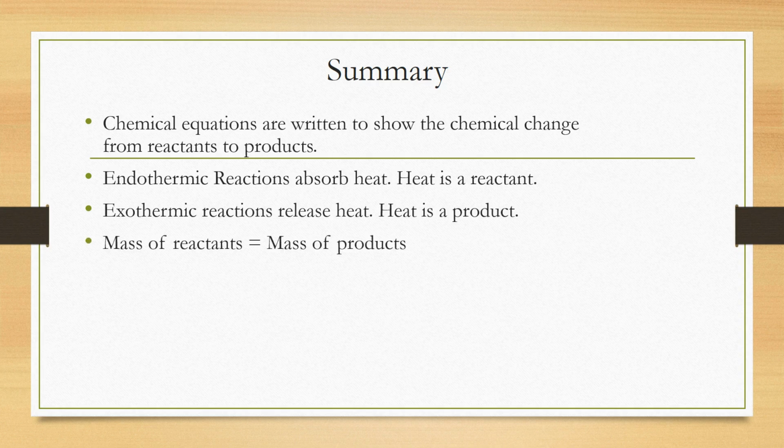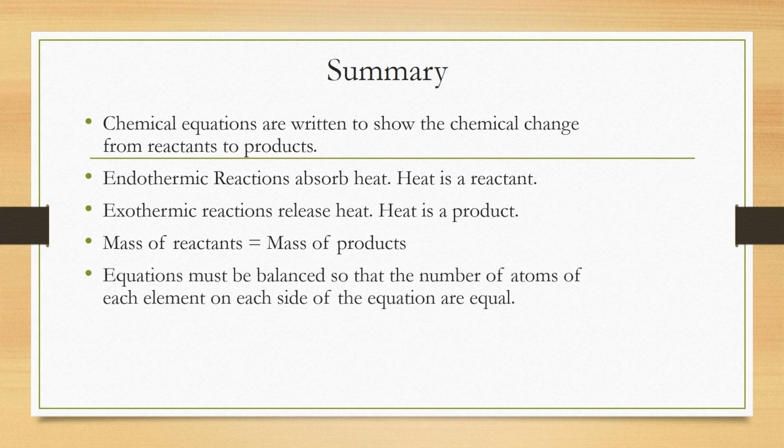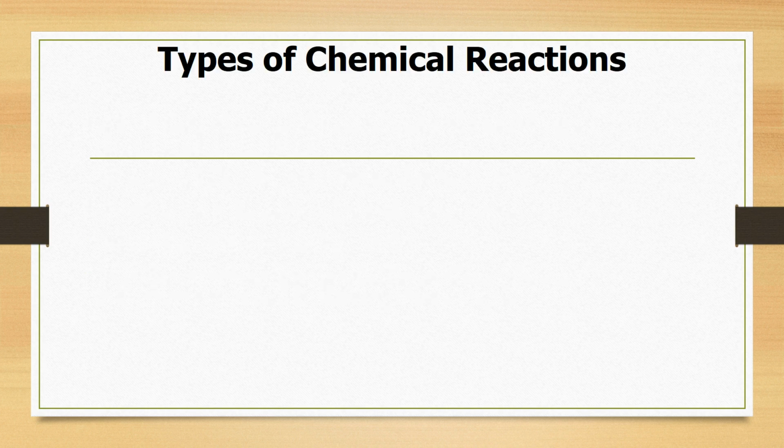Remember that the total mass of the reactants has to equal the total mass of the products, and that's from the law of conservation. And then equations must be balanced so that the number of atoms of each element on each side of the equation are equal. So that's our goal, to get to a point where we have the same number of atoms of each type on each side.